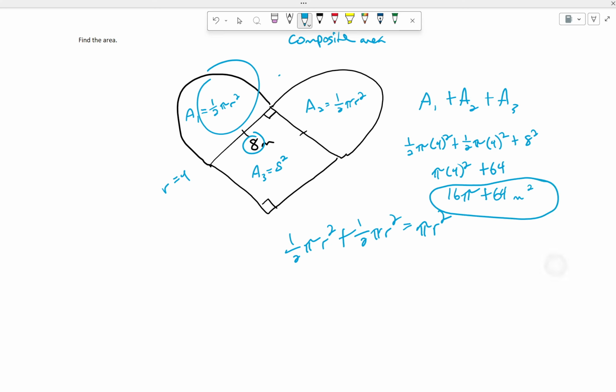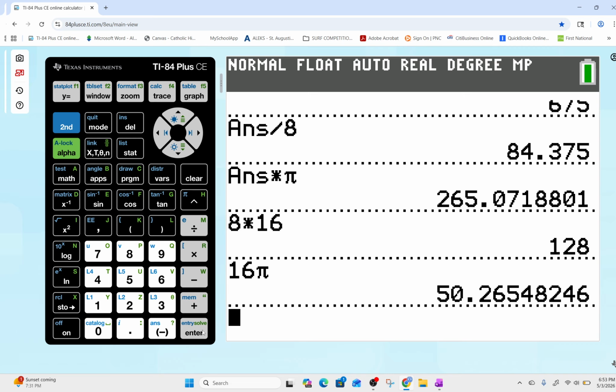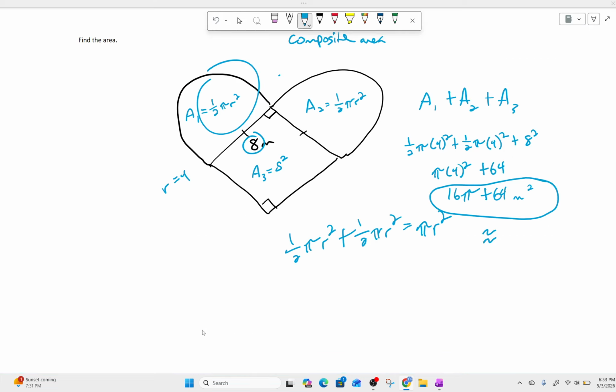All right, and that's about equal to, if we punch that into our calculator, 16 times pi plus 64, it's 114.27.